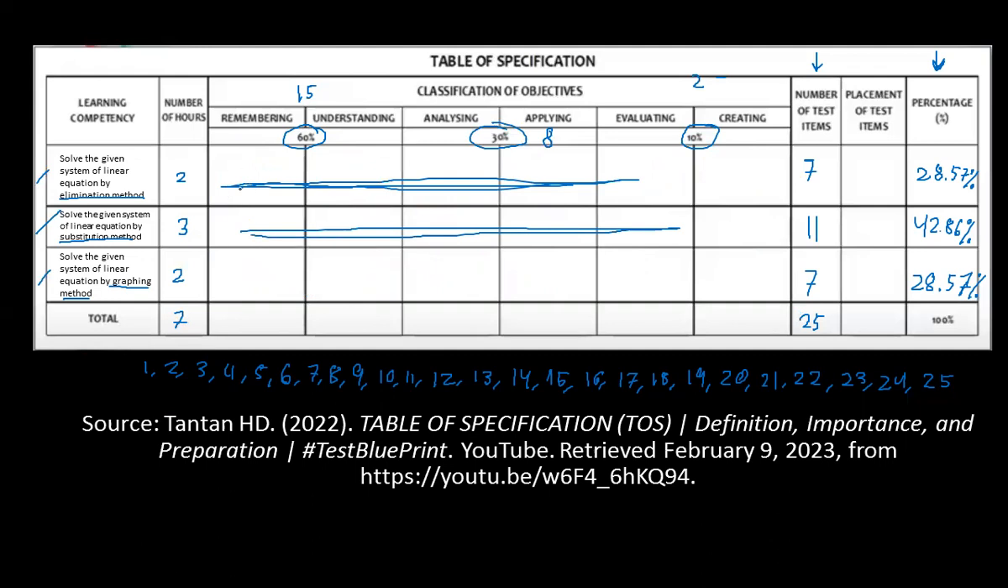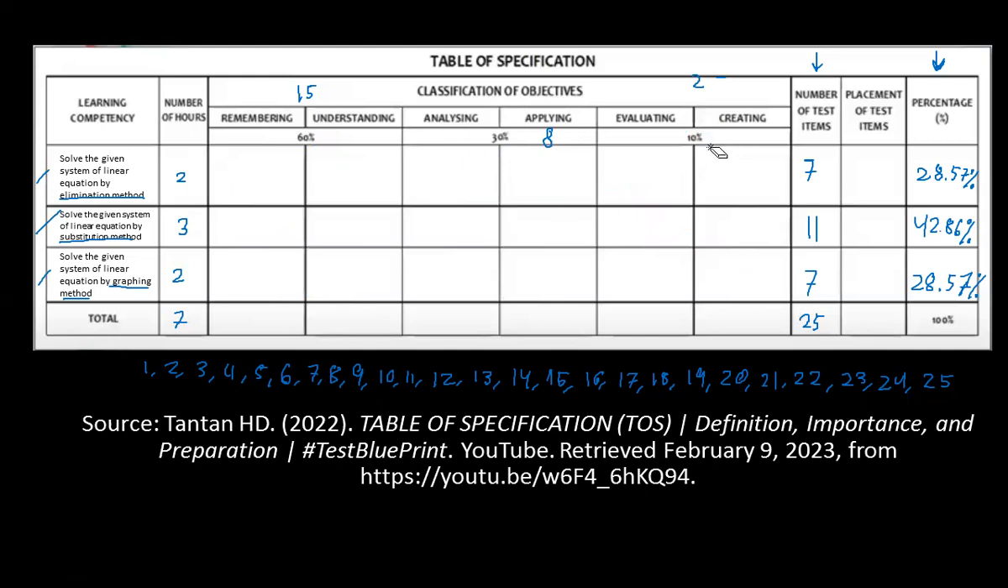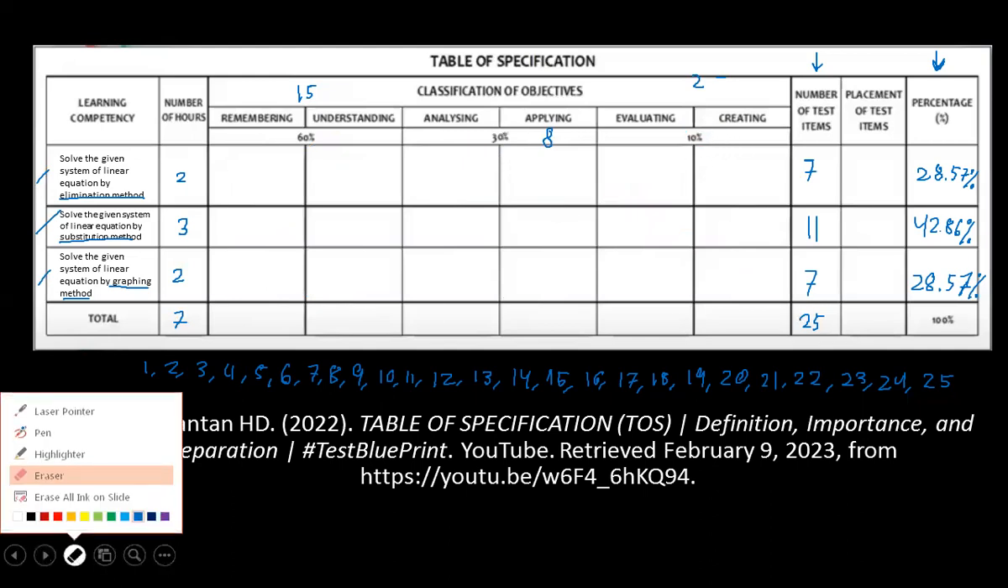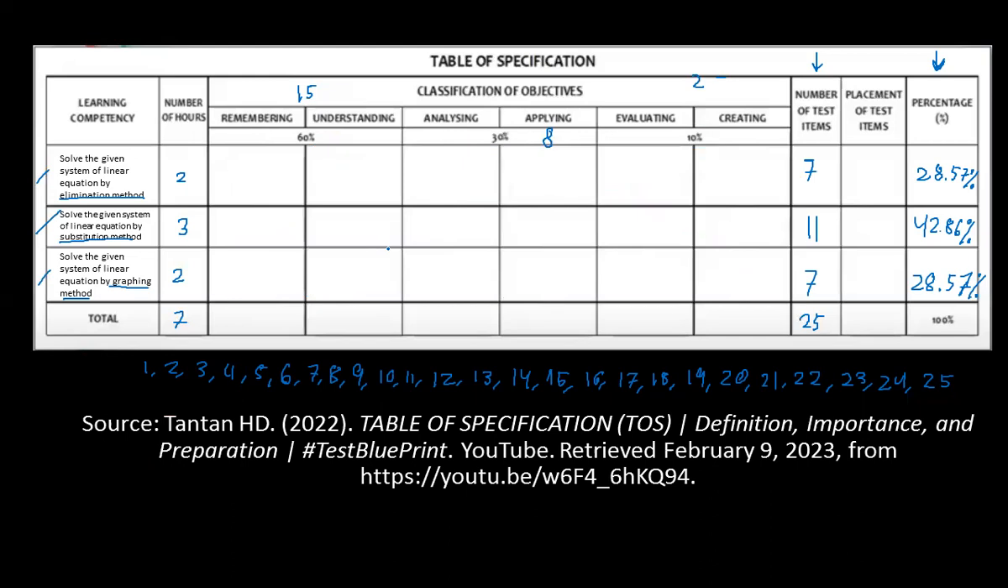Okay? Ulitin ko, sa first learning competency, dapat 7 items meron. Dito sa second learning competency, dapat 11 items siya. And lastly, dito sa third row or third learning competency, dapat 7 items siya ito. So, how about let's try? Okay, let's try. Kasi, try ko to kasi ako gagawa na quiz. Okay. So, ito, labeling na lang to.